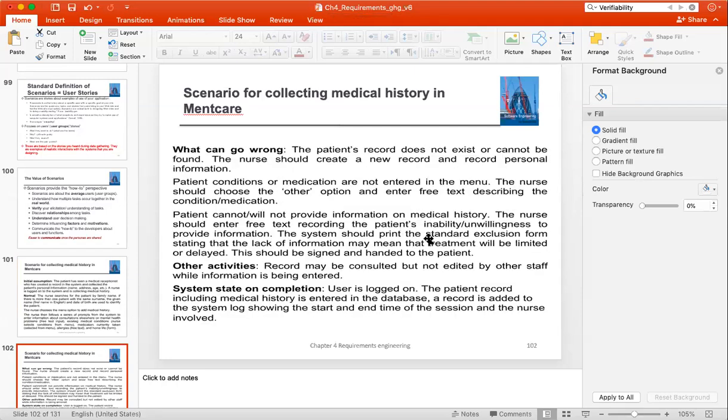So this is the exceptional flow of events. Maybe the patient's record does not exist or cannot be found, or the name is recorded incorrectly. And then you describe what would happen in every case, or what would go wrong, and the eventualities that can make the system hard to use or lead to errors, etc. And maybe other activities that can be carried out. And then this is not the precondition, this is the postcondition. Once the scenario is completed, how the system should be configured, what the state of the system should be like.